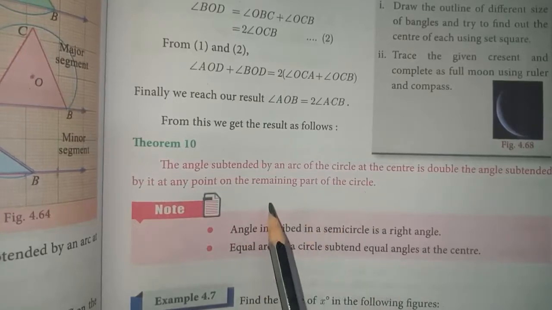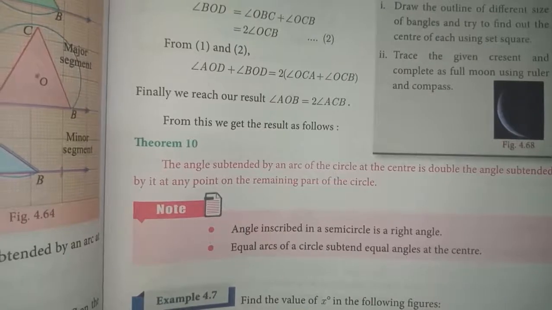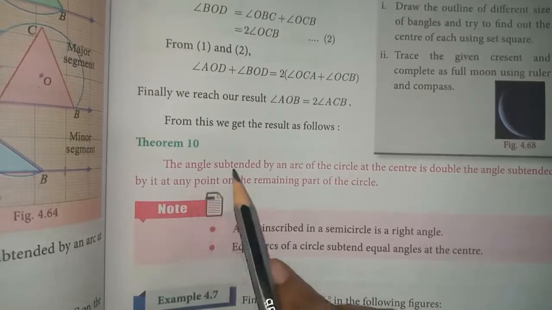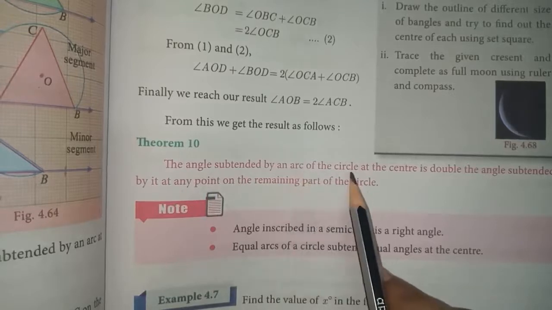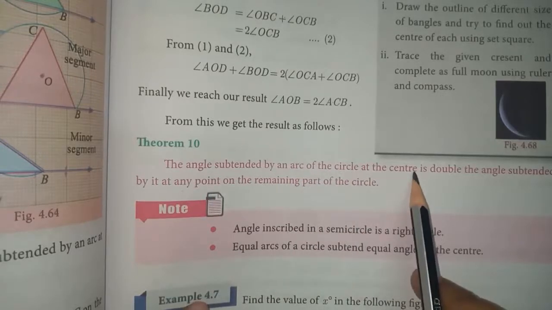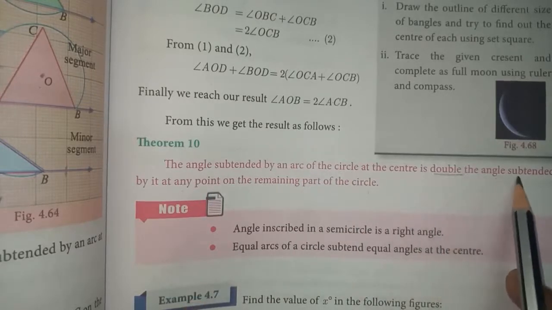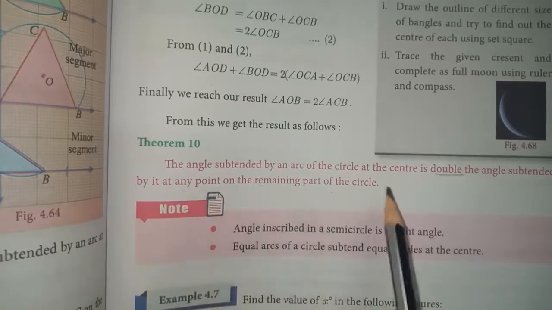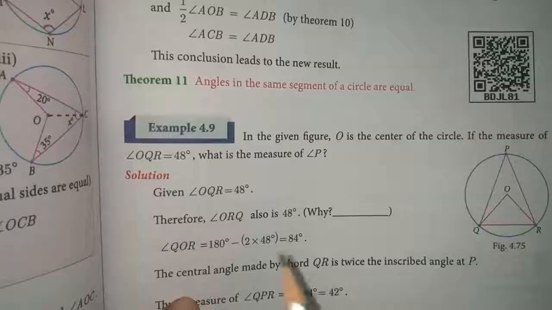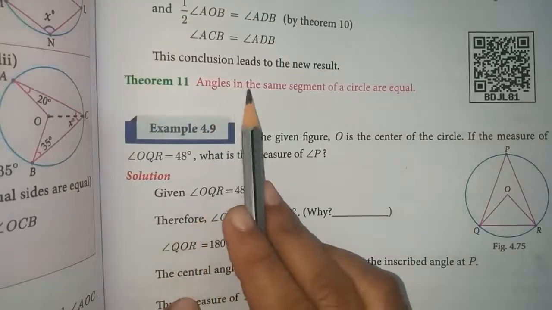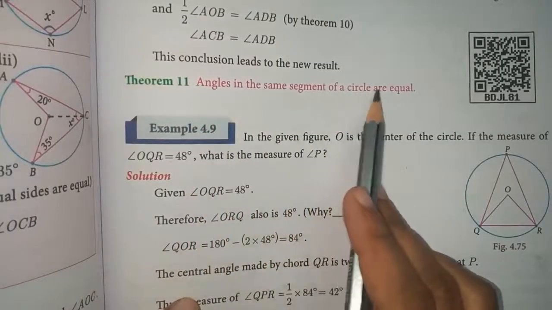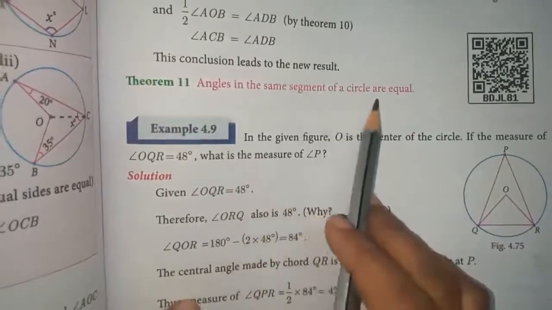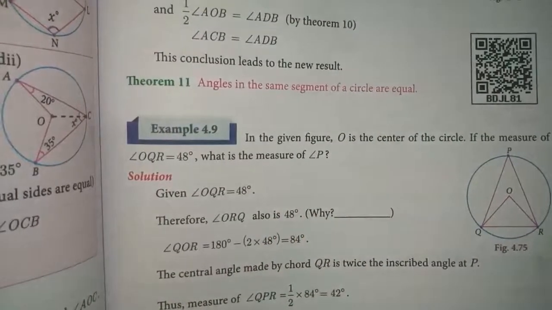With the help of this theorem, we are going to solve the problems. So you have to know about the statement. The angle subtended by an arc of the circle at the center is double the angle subtended by it at any point on the remaining part of the circle. Theorem number 11, angles in the same segment of a circle are equal.